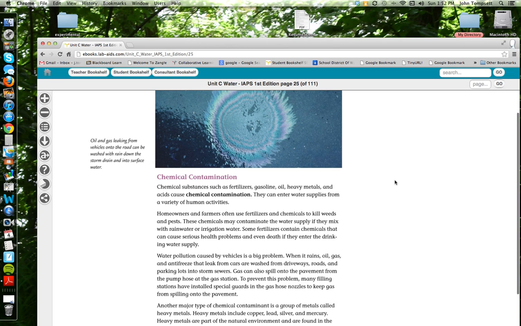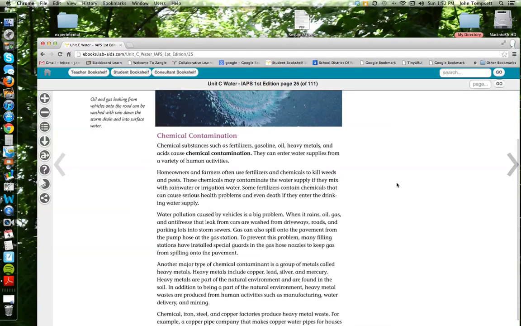Water pollution caused by vehicles is a big problem. When it rains, oil, gas, and antifreeze that leak from cars are washed from driveways, roads, and parking lots into storm sewers. Gas can also spill onto the pavement from the pump hose at the gas station. To prevent this problem, many filling stations have installed special guards in the gas hose nozzles to keep gas from spilling onto the pavement.